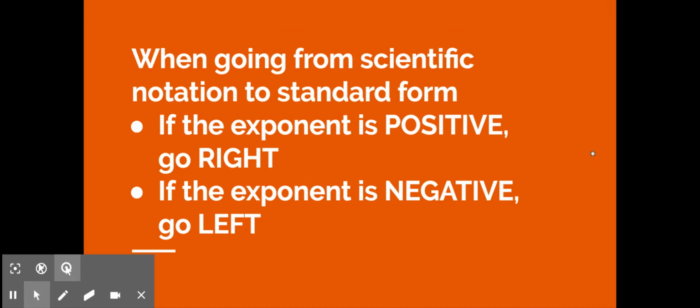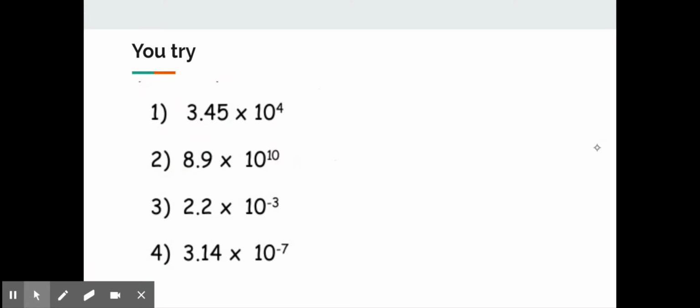Now, if we're going the opposite direction from scientific notation to standard form, if the exponent is positive, it means move the decimal to the right, however many places that exponent is. And if the exponent is negative, then you're going to go left. If you think you can try this on your own, pause the video, try it on your own. If not, watch me do the first one and then pause the video and try it on your own. But we're going to go over these 4 examples.